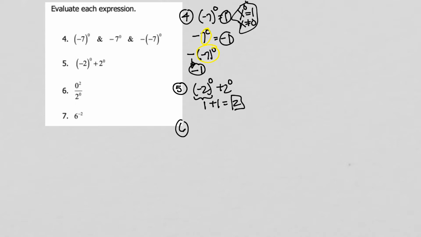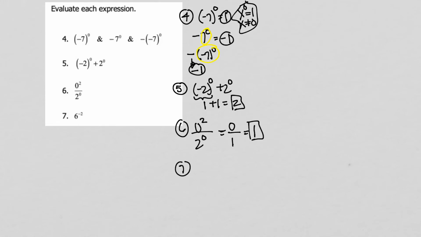In number 6, we've got 0^2 over 2^0. Now, be careful here. The top number is just 0 squared. That's 0 times 0, which is 0. And the bottom number is 2 to the 0. So 2 to the 0, that's 1. As long as you don't have 0 in the base and you have 0 in the exponent, we're going to get a 1 out of this. So we get 0 over 1, which is, now 0 in the numerator is okay, not the denominator, that's undefined. So 0 squared over 2 to the 0 is 0 over 1, which is 0.